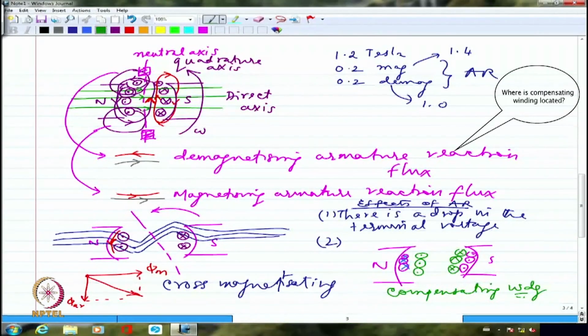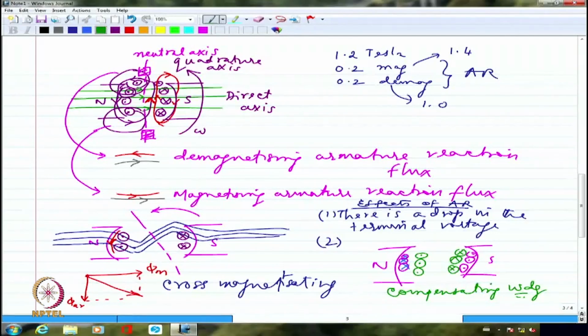It is on the stator, but it will be connected in such a way that it carries armature current, which is rotor current. Compensating winding will be placed along the pole curvature, and it will essentially be carrying a current in the opposite sense of the armature current, so that it nullifies the armature flux cross-magnetizing effect, right?